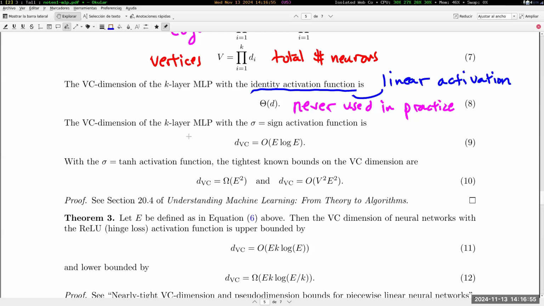And so the best bound that we have on the K-layer multi-layer perceptron with the sign activation function, this one is not in the web page at all. This is also never used in practice because, again, it's impossible to optimize. The sign activation function here, again, being the 0-1 activation function that we've called it before, is not used in practice because it's hard to optimize.